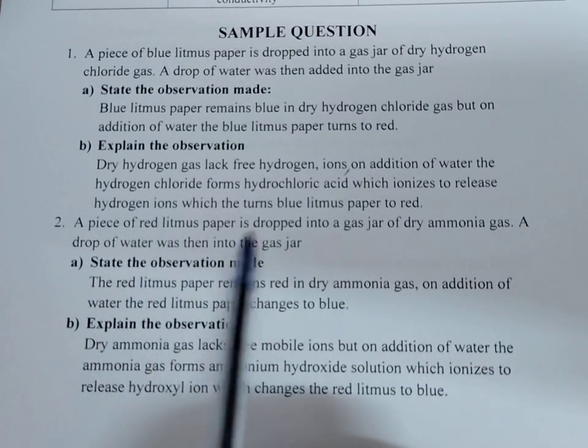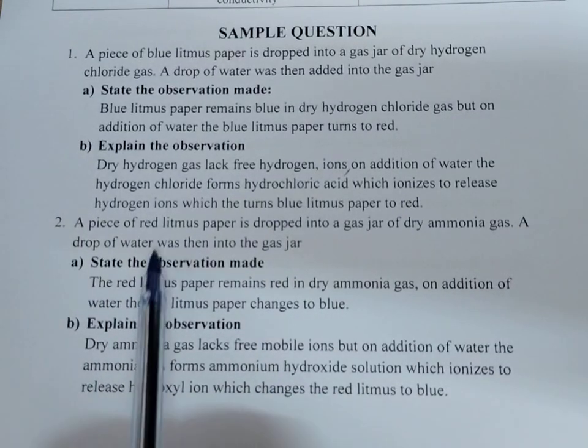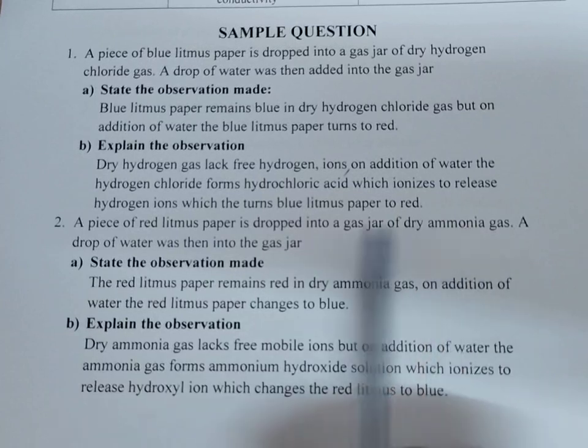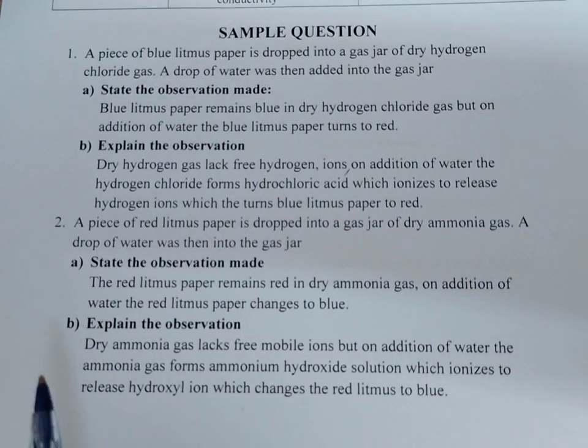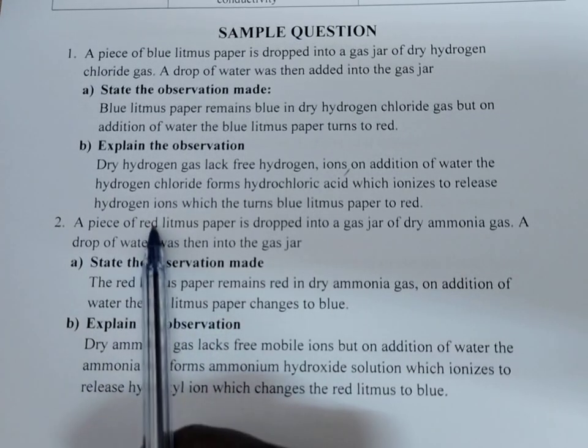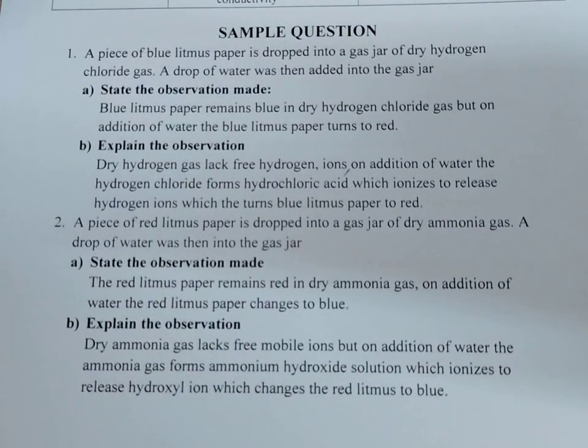A drop of water was then added. If water is added, here it is ammonia gas, the ammonia gas dissociates in water to produce hydroxide ions. Hydroxide ion is responsible for the basic property, meaning it turns the red litmus paper to blue. So what do we have here? The red litmus paper remains red in dry ammonia gas due to absence of moisture. On addition of water, the red litmus paper changes to blue.